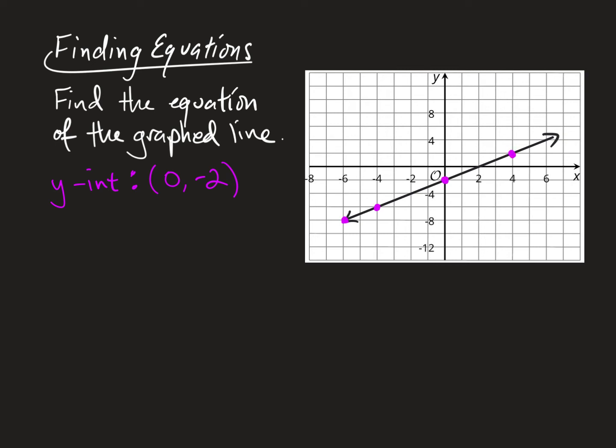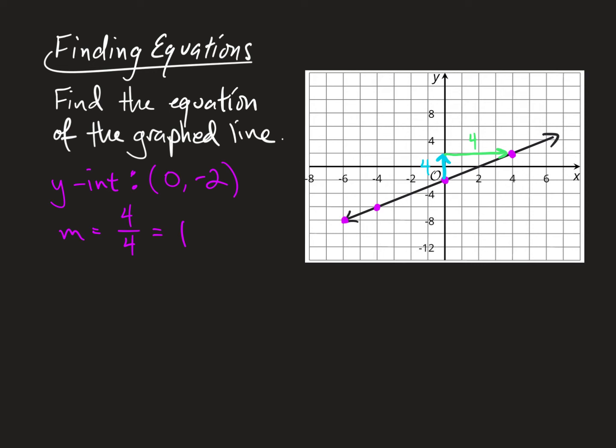So first, I'm going to rise, let's see, from here to here, and then I'm going to run from here to here, and I just have to count. How far am I rising? How far am I running? Well, it turns out I'm rising 4, and I'm also running 4. So what that means is the slope will be 4 over 4, and yes, you want to simplify fractions if you can. It simplifies to 1.